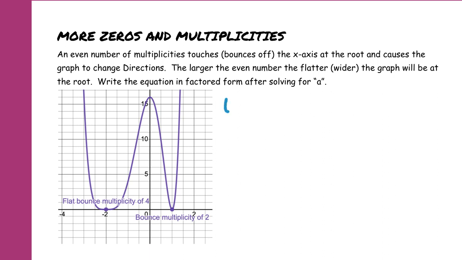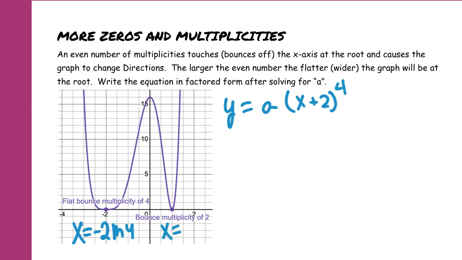y equals, our first root is going to be at -2. So we have x equals -2 with multiplicity of 4. If I turn that into a factor, I would just add it to the other side. And then that multiplicity of 4 is going to become my degree.